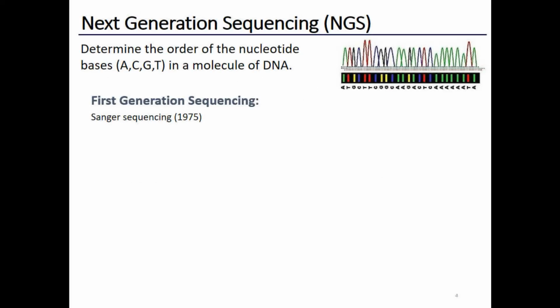Talking about DNA sequencing, it's the process of determining the order of nucleotide bases, ACGT, in DNA. It has 3 generations. The first generation is Sanger sequencing. It's very accurate, still the gold standard so far. It has a read length of about 400 to 900 base pairs, and the drawback is it's low throughput and expensive.